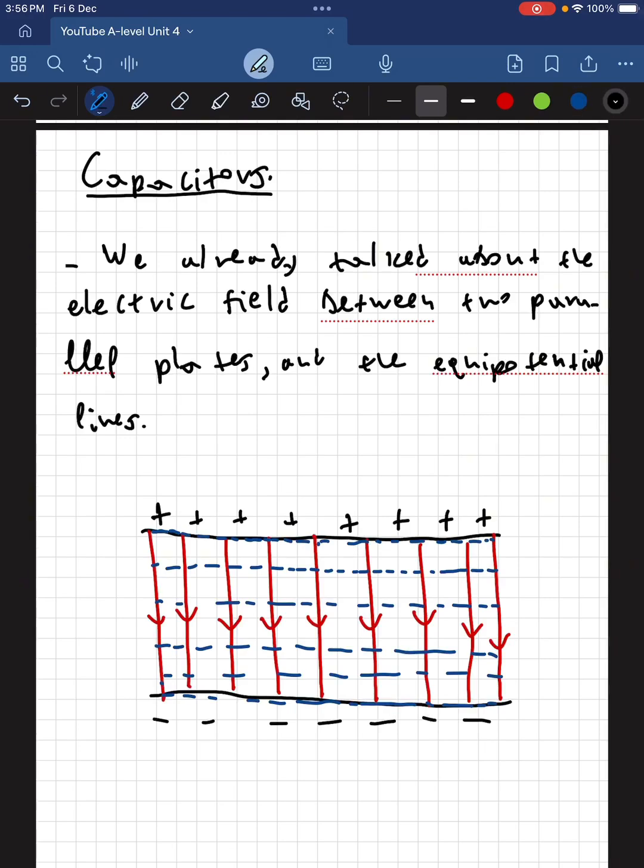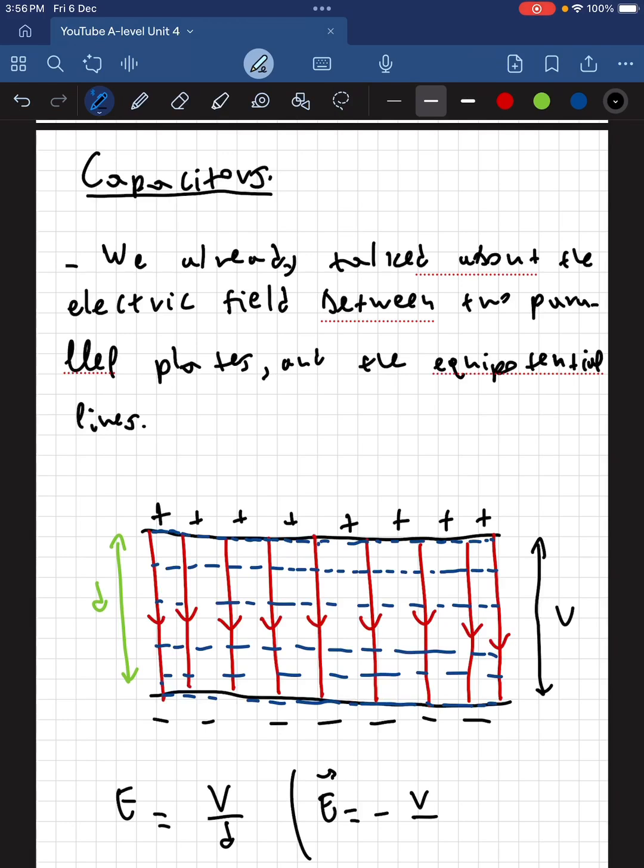Now if the potential difference between these two plates is V, so you can think of, say, a battery applied across these two parallel plates, creating a potential difference of V, and if the distance between these two plates is d, then the electric field is simply V over d, and the direction is downward. So if you write it as a vector, it should actually be minus V over d, because the direction is in the negative side of the y-axis, but you don't need to consider this.